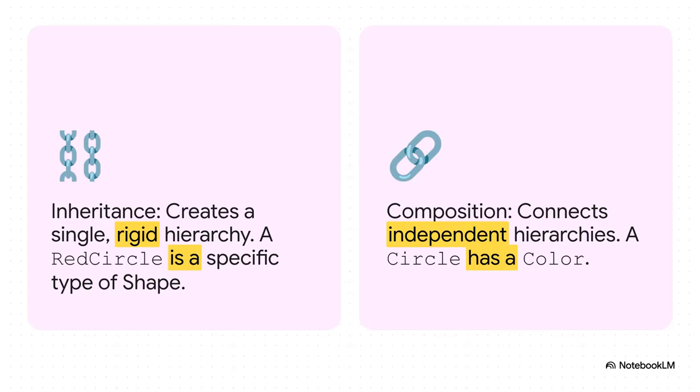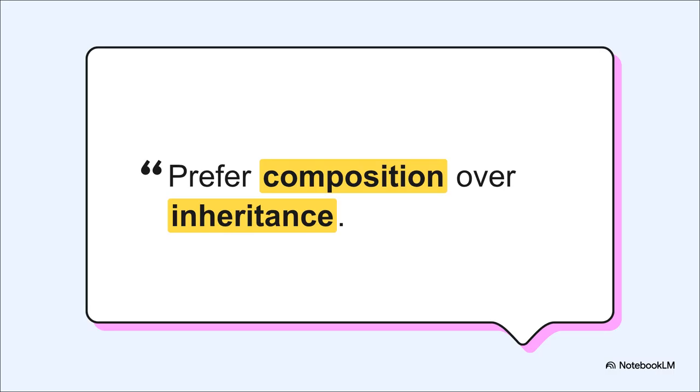Now, to get this, you have to make a pretty fundamental mental shift. We're moving away from that rigid is-a relationship we get with inheritance. A red circle is a very specific kind of shape. Instead, we're moving to a much more flexible has-a relationship, which is called composition. So a circle has a color. See the difference?